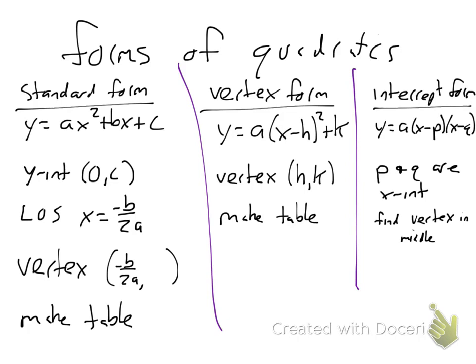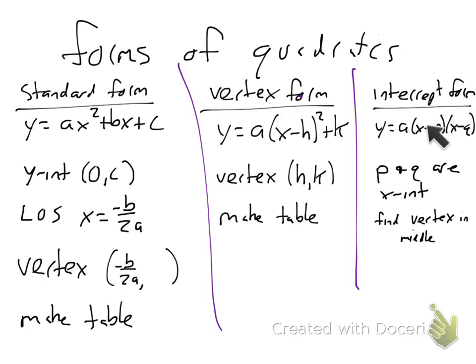If it's in vertex form, it is y equals a times the quantity x minus h squared plus k, where here's the cool thing, h and k are the vertex. And so therefore you put that in the middle of a table or a t-chart, find values that are equal distance away, and therefore you can graph it very easily.